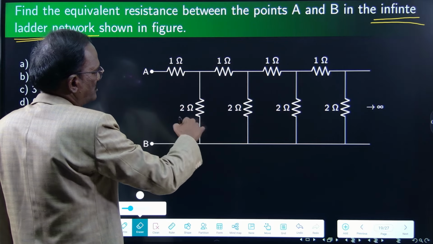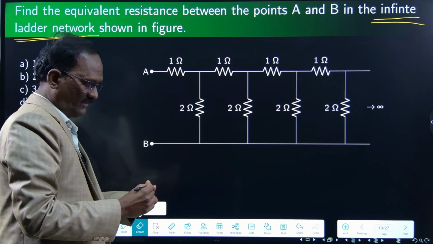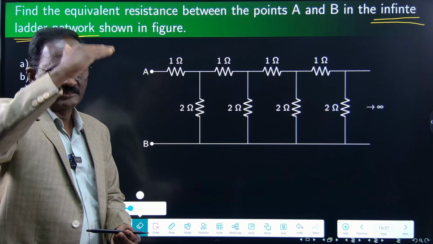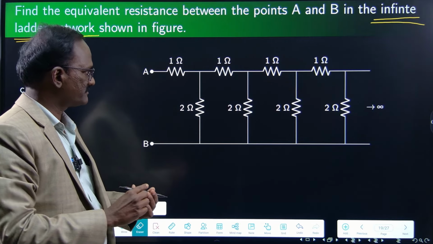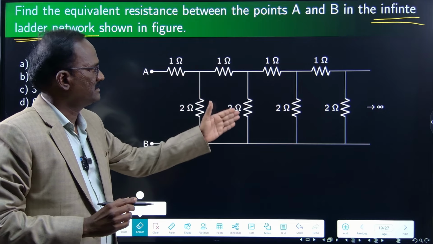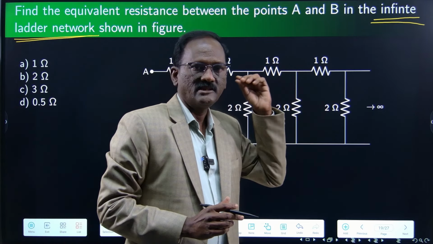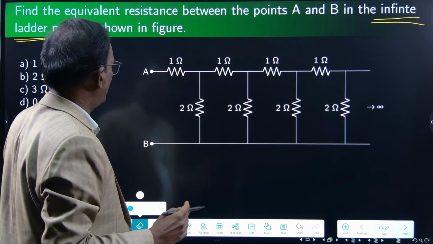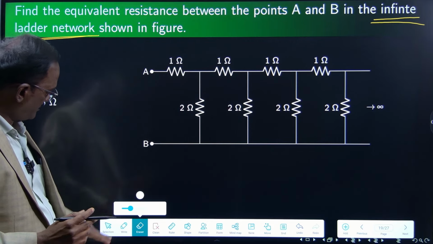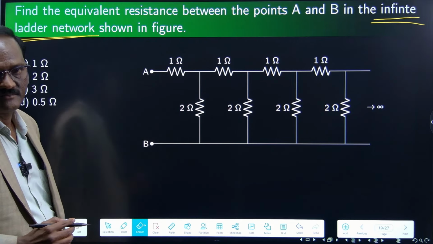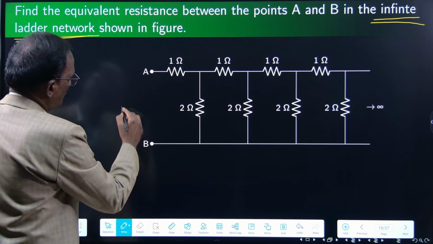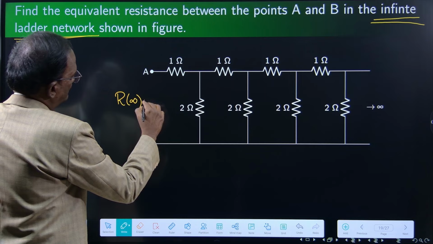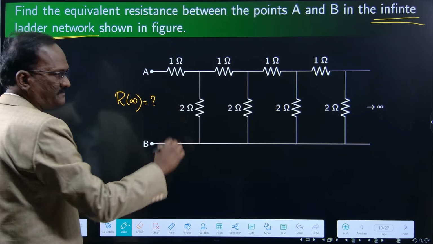1 ohm, 2 ohms. This is one pair. In the ladder, different rungs, steps in the ladder, are available. Similarly, some set is formed such that it is extended up to infinity. What will be the equivalent resistance between A and B? So the question is, what is RAB for infinity?